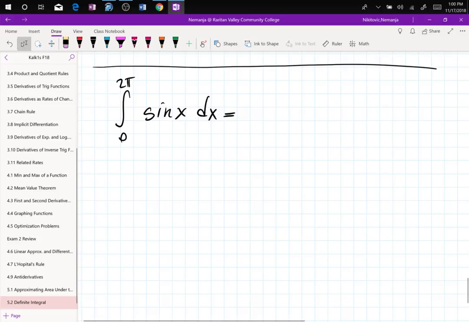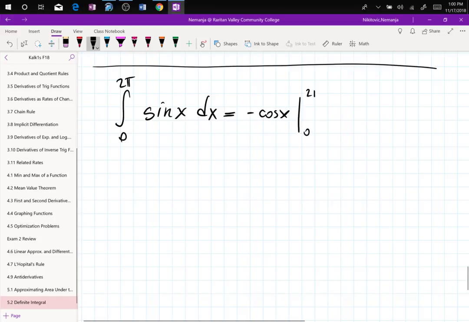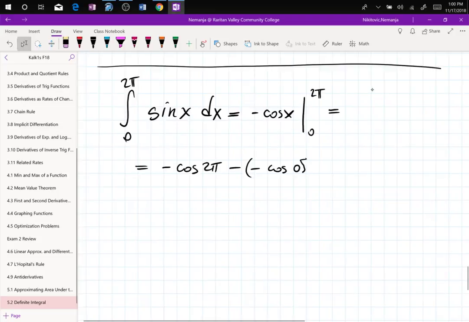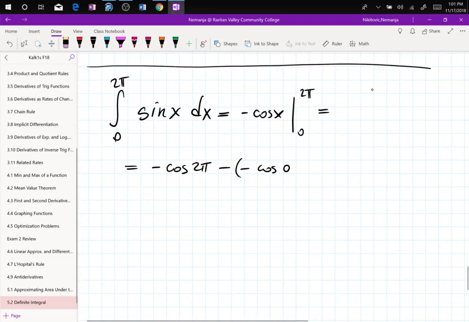What's the integral of sine x? Negative cosine. Nice. All right. So our antiderivative is negative cosine x, and then we have to compute from 0 to 2 pi. So I have negative cosine of 2 pi minus negative cosine of 0. Well, cosine of 2 pi is 1, so I have negative 1 minus, and cosine of 0 is also 1, so I have another negative 1.